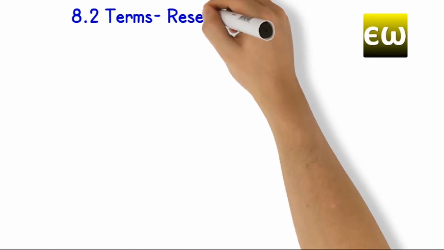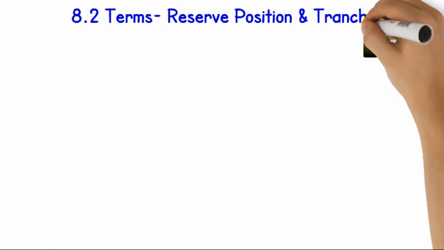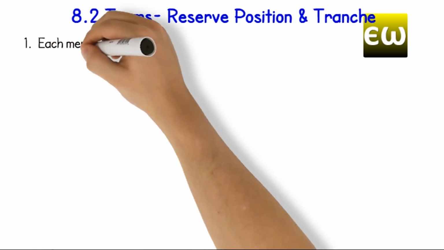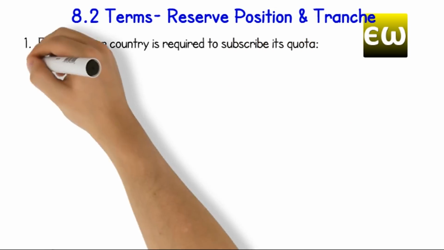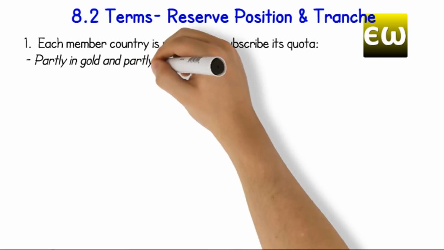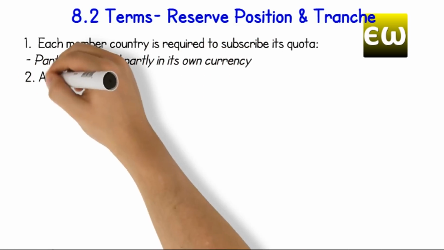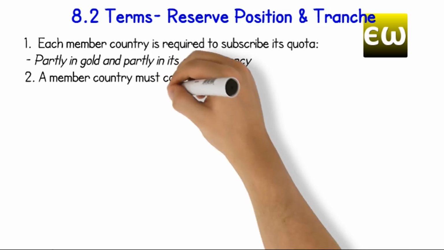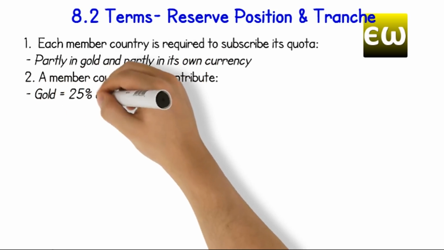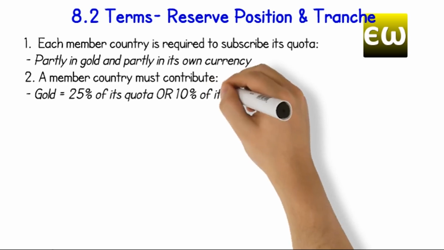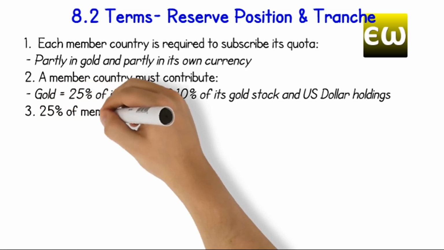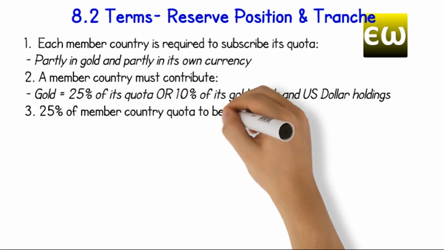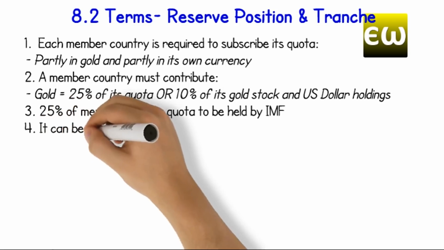Terms. Reserve position and tranche. 1. Each member country is required to subscribe its quota, partly in gold and partly in its own currency. 2. A member country must contribute gold equal to 25% of its quota or 10% of its gold stock and US dollar holdings. 3. 25% of member country quota to be held by IMF.